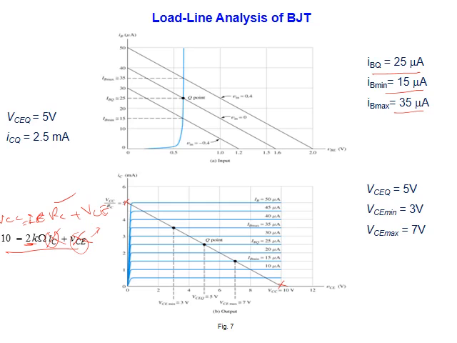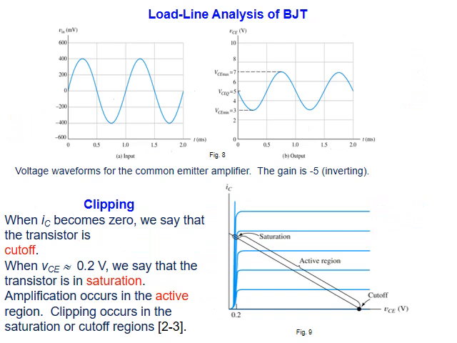Now I come for 25 micro. Where is 25? 15, 20, 25. This is 25. So the point of intersection here, I make a line. This is VCE at this current, and so on for the others.